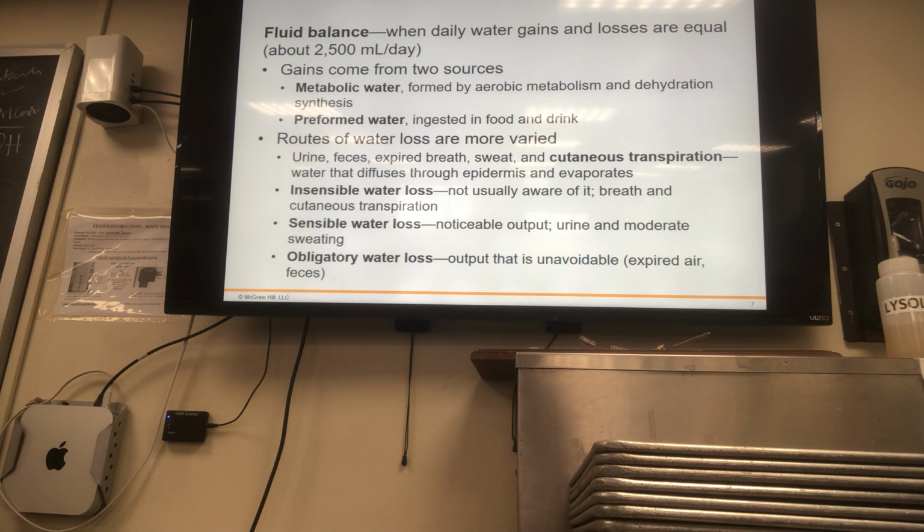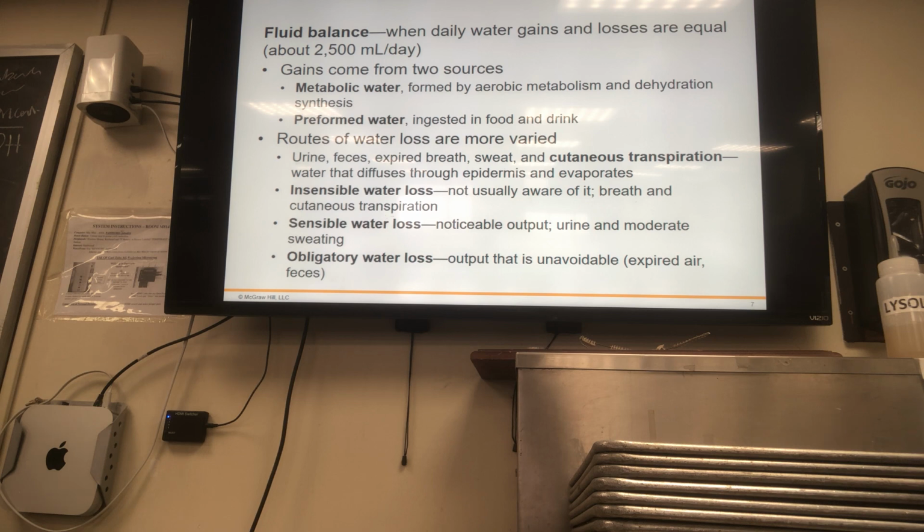So, water gain and loss. Fluid balance exists when daily water gains and losses are equal, about 2,500 milliliters a day. The gains come from two sources. There is metabolic water that is produced as a byproduct of aerobic metabolism and dehydration synthesis, and there is preformed water that is ingested as part of the food that we take and the water that we drink. The routes of water loss are more varied. We lose water in urine, in feces, in expired breath, in sweat, and in cutaneous transpiration. Is cutaneous transpiration the same thing as sweating?